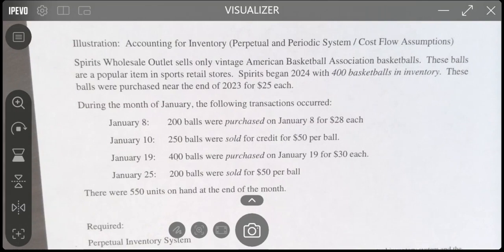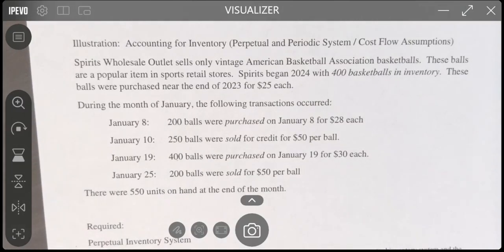Spirits Wholesale Outlet sells only vintage American Basketball Association basketballs. These balls are a popular item in sports retail stores. Spirits began 2024 with 400 basketballs in inventory. These balls were purchased near the end of 2023 for $25 each. Okay, so far we have 400 in inventory.